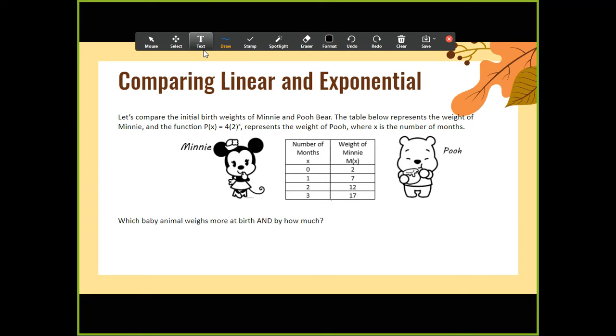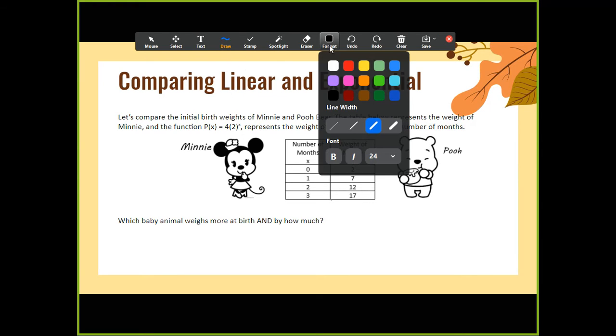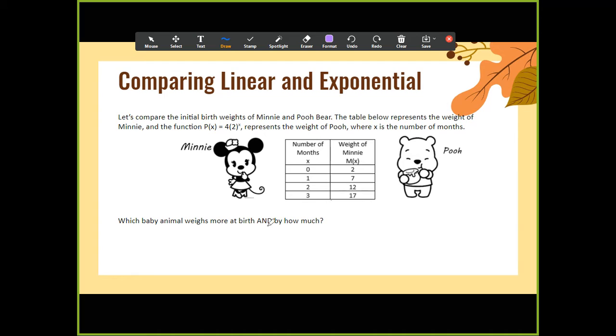All right, let's do a comparing linear and exponential word problem. This one says, let's compare the initial birth weights of Minnie and Pooh Bear. The table below represents the weight of Minnie, and the function p of x equals 4 times 2 to the x power represents the weight of Pooh, where x is the number of months. The question is asking us which baby animal weighs more at birth and by how much.